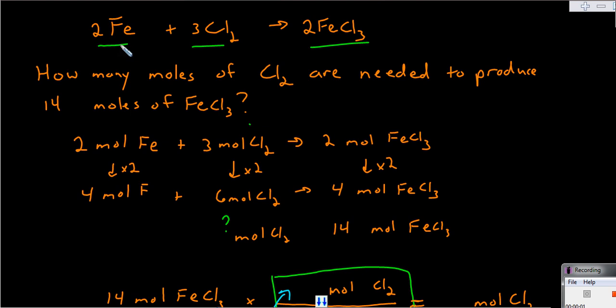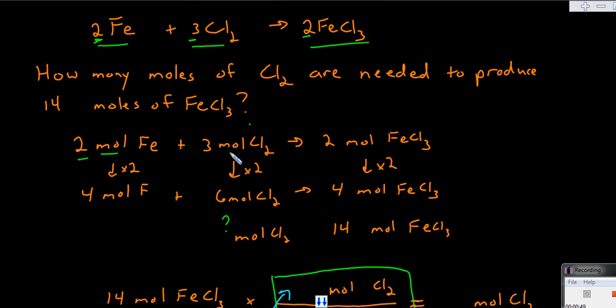Consider that this reaction, where we have these coefficients here, tells us about the number of atoms, molecules, and formula units, but it also tells us about the number of moles of each thing. This 2 can mean that we have 2 moles of iron. This 3 can mean that we have 3 moles of chlorine, and this 2 can mean we have 2 moles of iron(III) chloride formed from those.